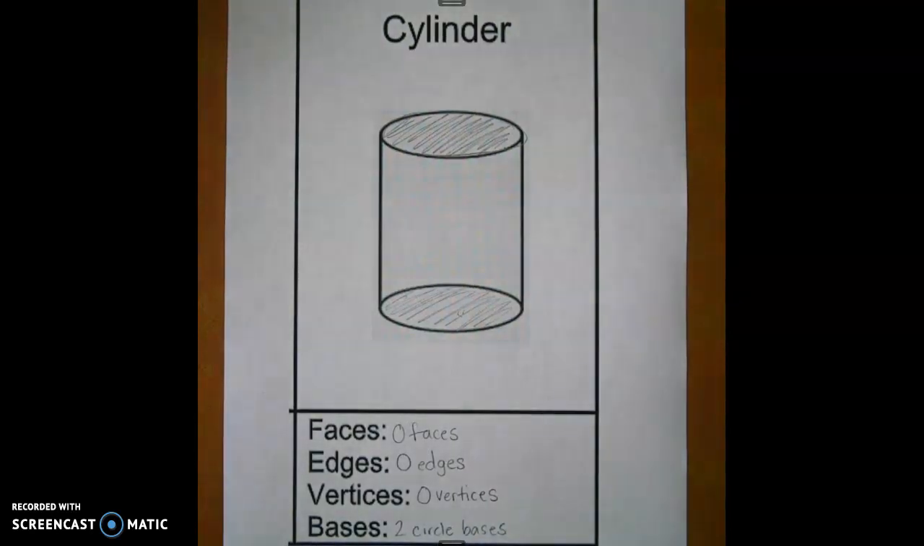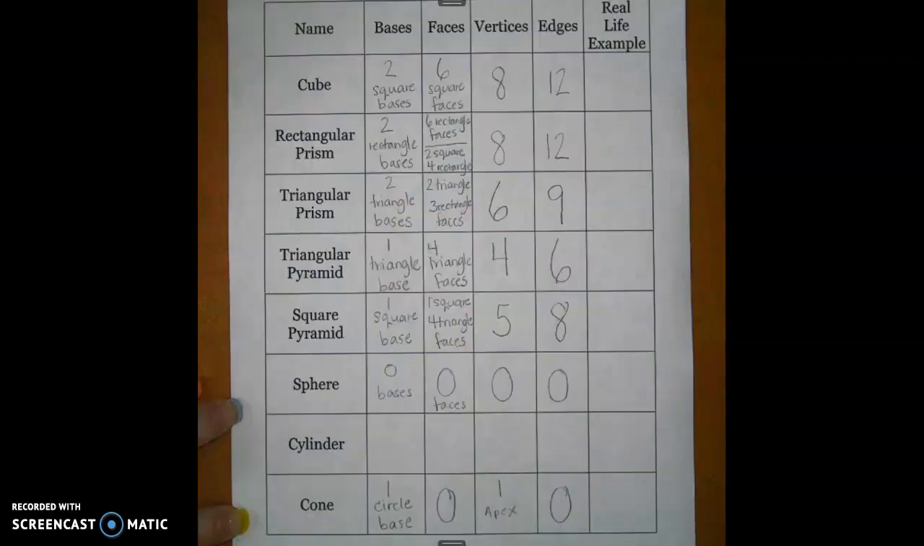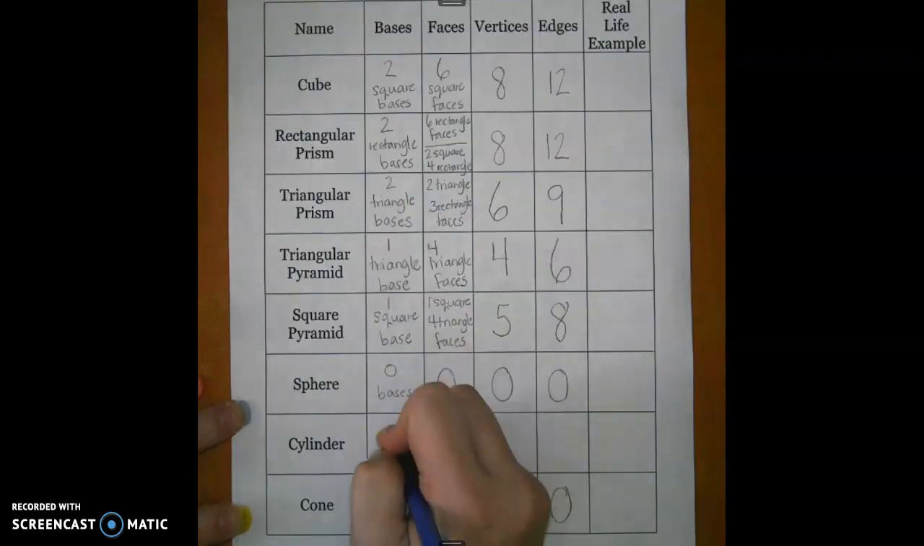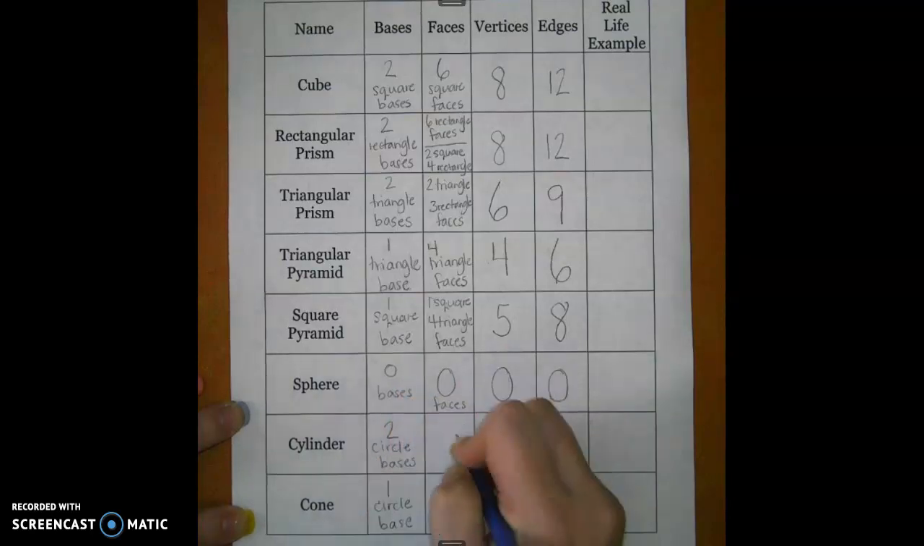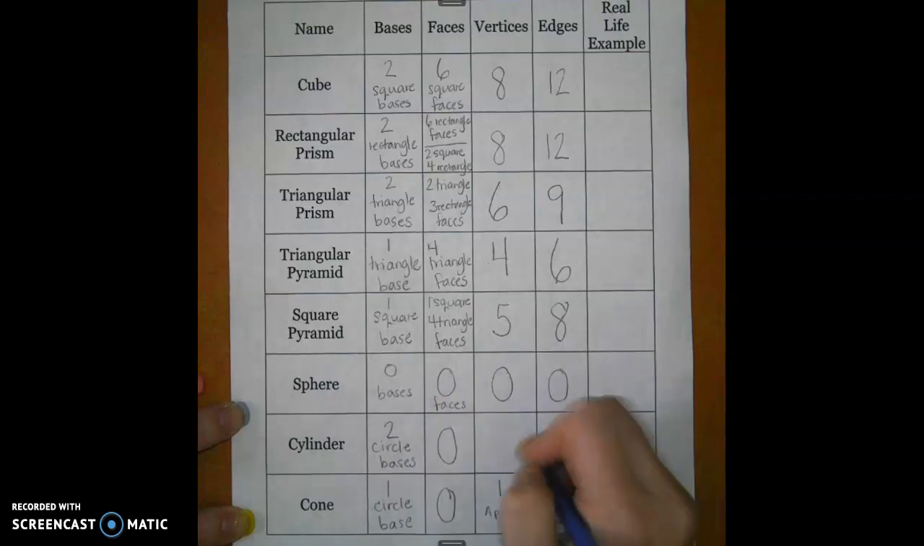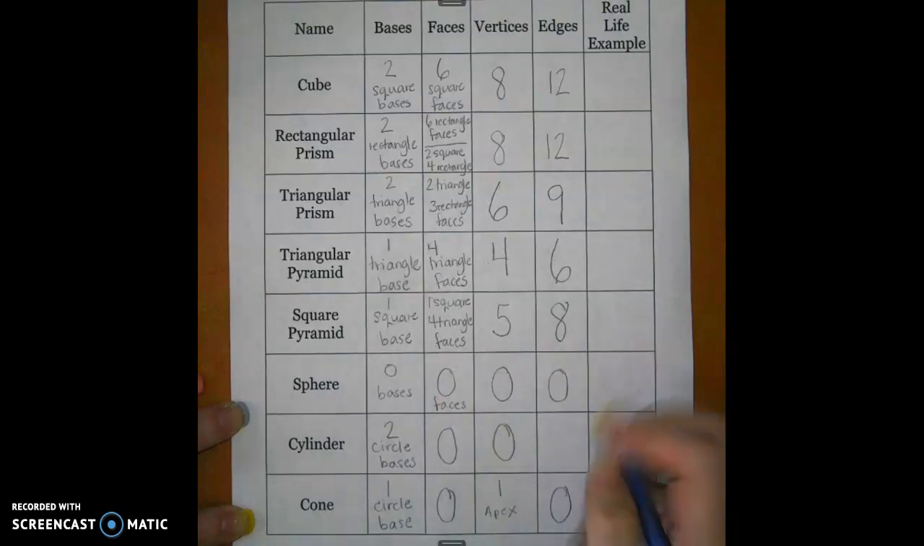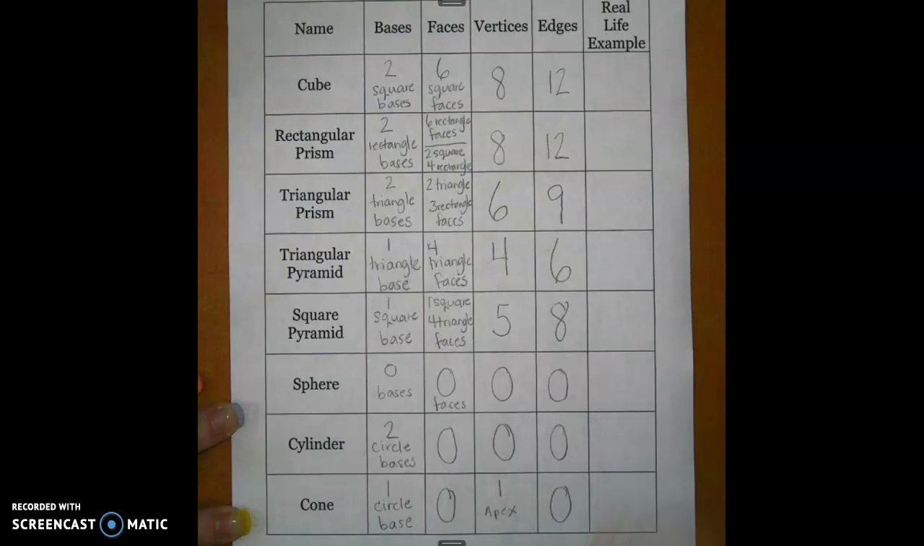Let's add that to our table. So again, our cylinder has 2 circle bases. It has 0 faces, 0 vertices, and 0 edges. Why don't you go ahead and fill in your real-life example of our cylinder to finish off our table.